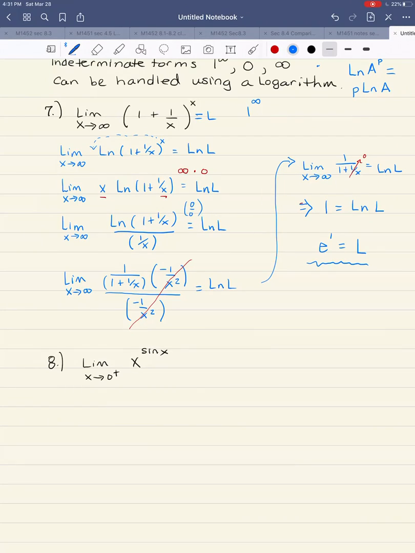This is roughly the definition of e. 1 plus 1 over n to the n as n goes to infinity. So when you see something like that, you kind of suspect you're going to get e to some sort of power.